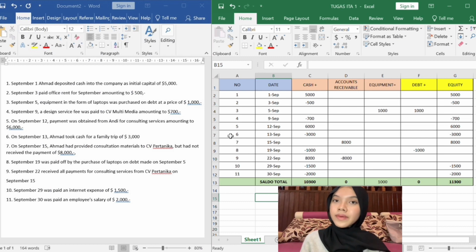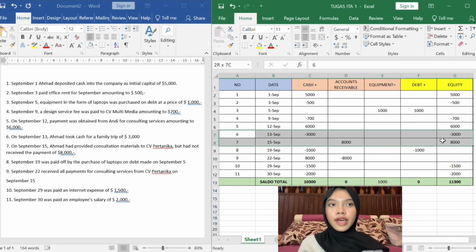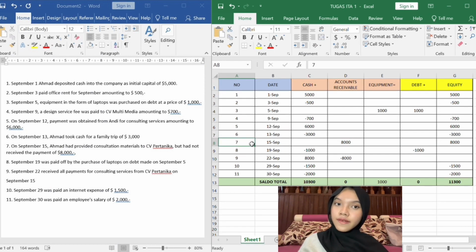6. On September 13, Ahmad took cash for a family trip of $3,000. It adds into the cash and equity table, but the cash and equity decreased $3,000 because Ahmad took cash for a family trip.